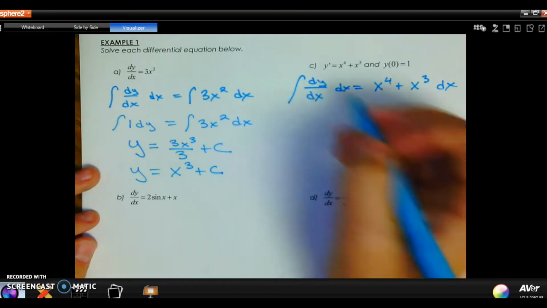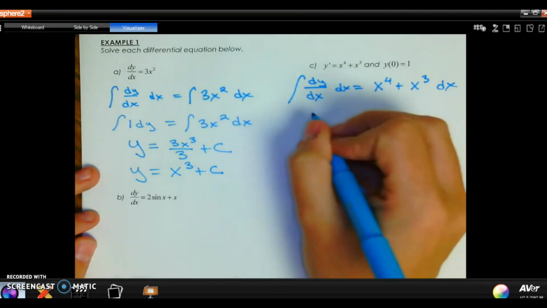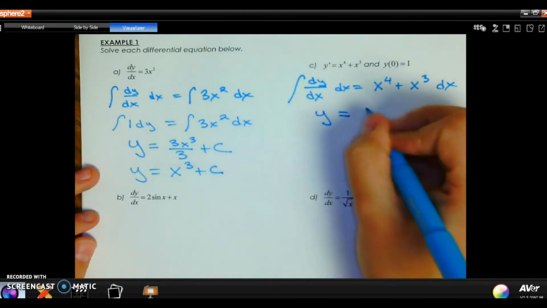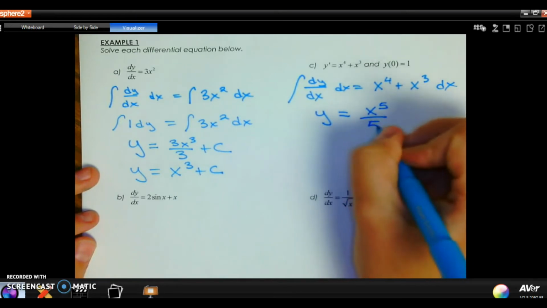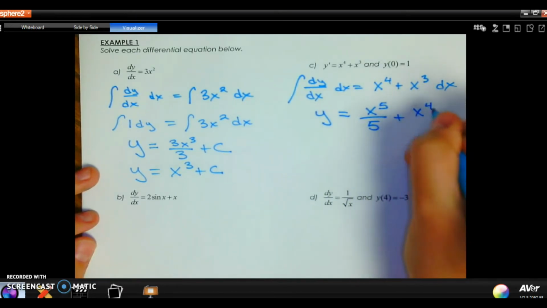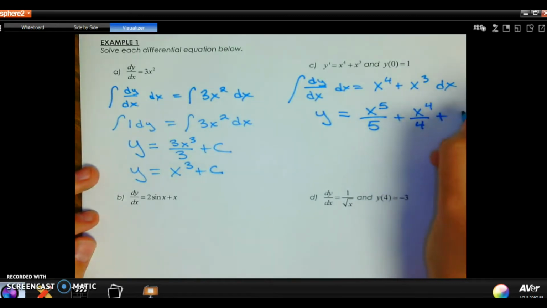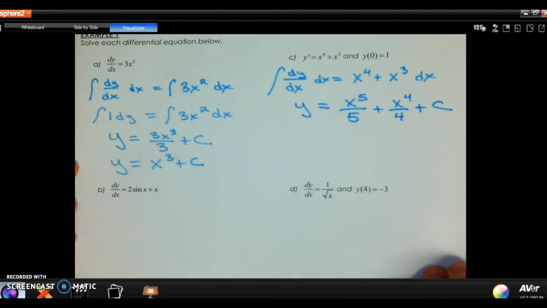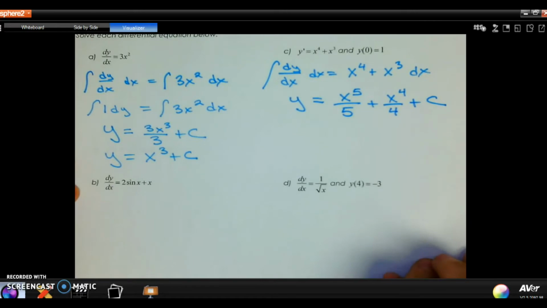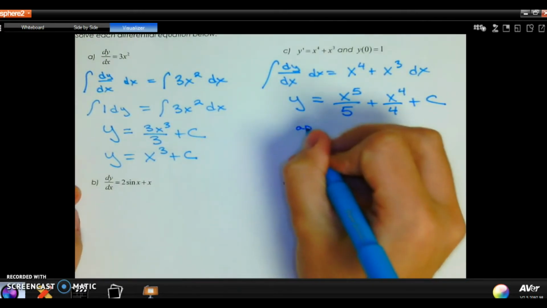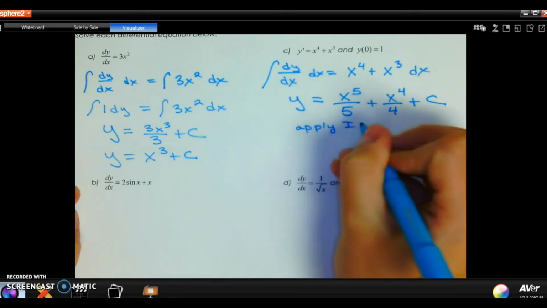When you integrate dy, it's really 1 dy, so when you integrate that, you get y equals, add 1 to the exponent, divide by that number, add 1 to the exponent, divide by that number, and then I'm just going to put my plus c on the right-hand side. So you get to there. Now that's the general solution. Now what you need to do is apply your initial condition.